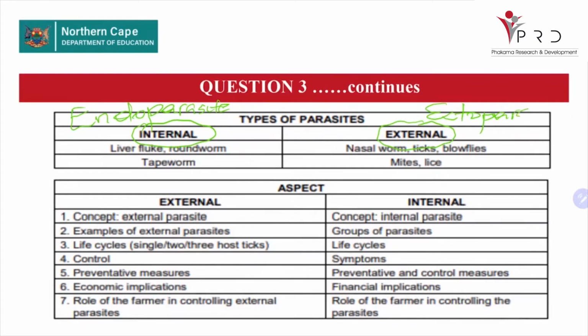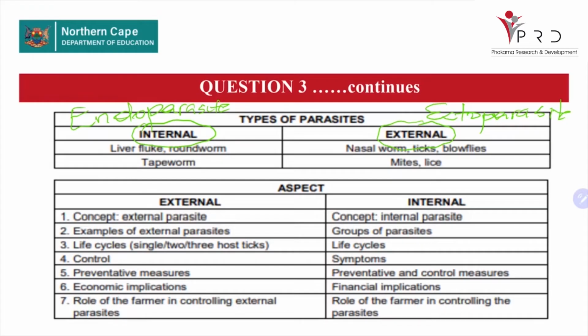ectoparasites. Can you see that? Endo means inside, it means internal. Ecto means external, which means outside. There are those parasites that harm animals outside. That's why we refer to them as external parasites. The endoparasites are invisible. You cannot tell an animal walking there that it has an internal parasite until you have to examine the animal.